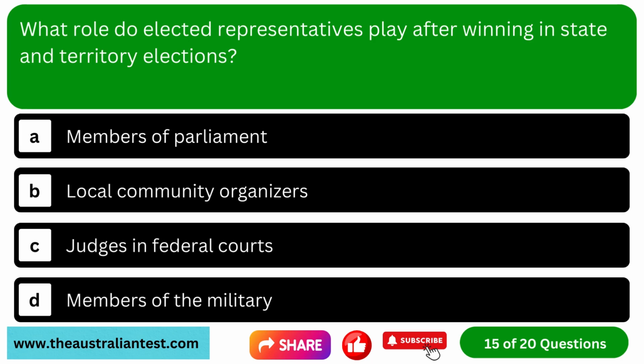Option A, members of parliament. Option B, local community organisers. Option C, judges in federal courts. Option D, members of the military.